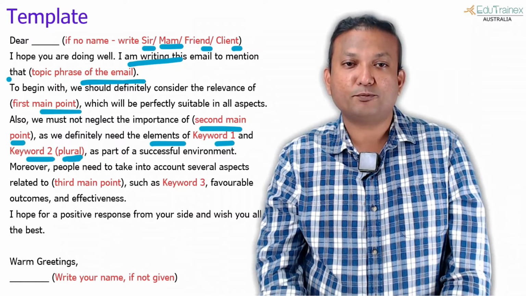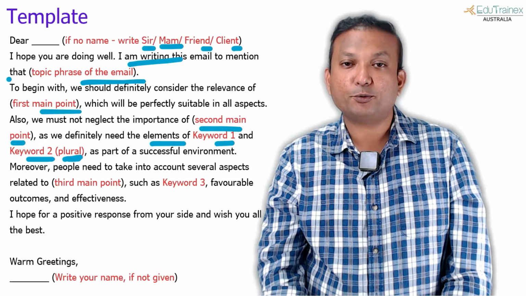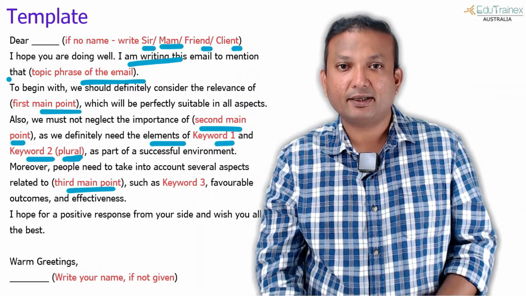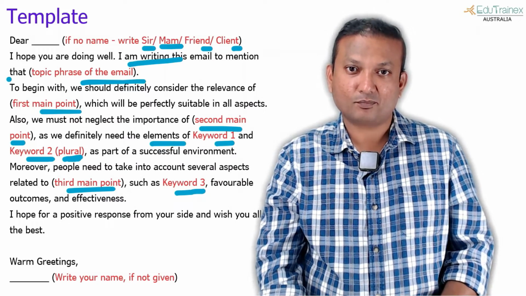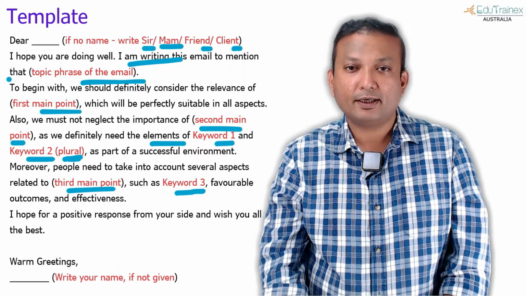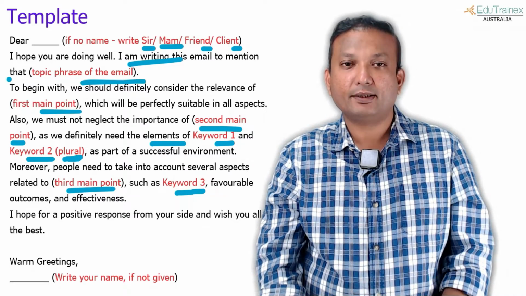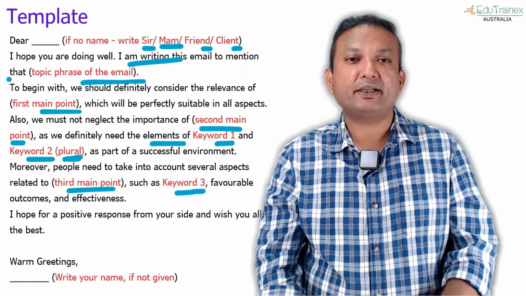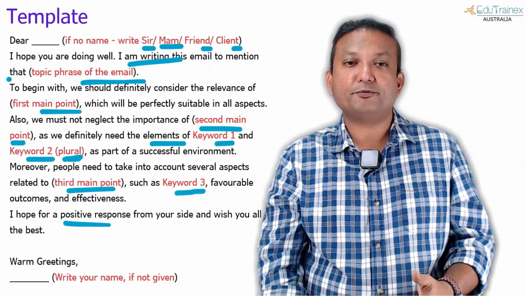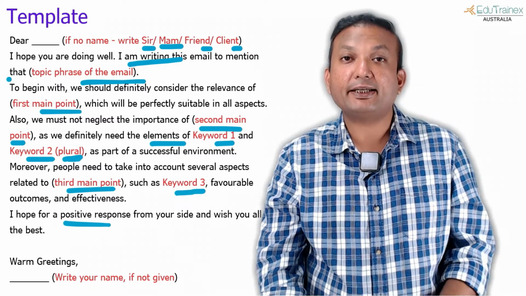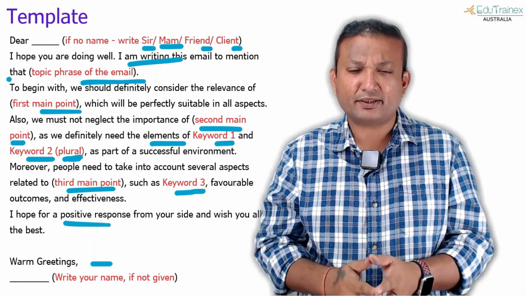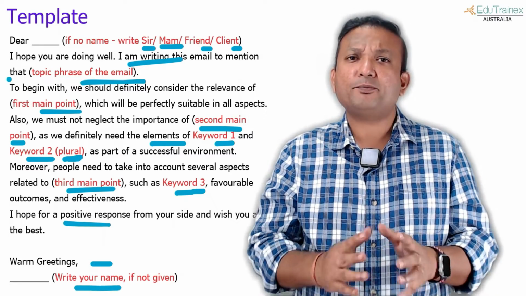As part of successful environment, moreover, people need to take into account several aspects related to the third main point and the third keyword. I'll show you shortly how to select the keywords and the key points from the prompt, and then favorable outcomes and effectiveness. The last line, we just summarize the email. I hope for a positive response from your side and wish you all the best. And then we end the email with warm greetings, thanks and regards, whatever you want to write, doesn't matter. And then normally a name will be given.